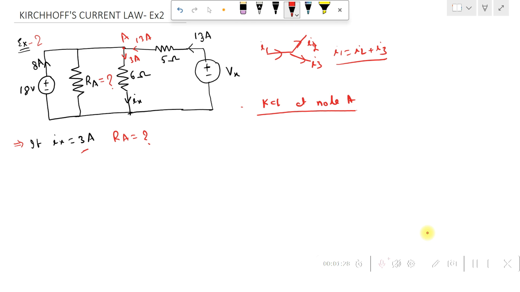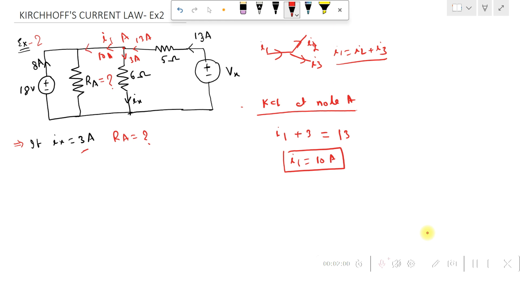The current entering the node, let's say this current is going in this direction, be it I1. So I1 is exiting the node, and 3 amperes of current is also exiting the node. The only current which enters node A is 13. So we can find I equals 13 minus 3, which is 10 amperes. Now this 10 amperes of current is going in this direction.